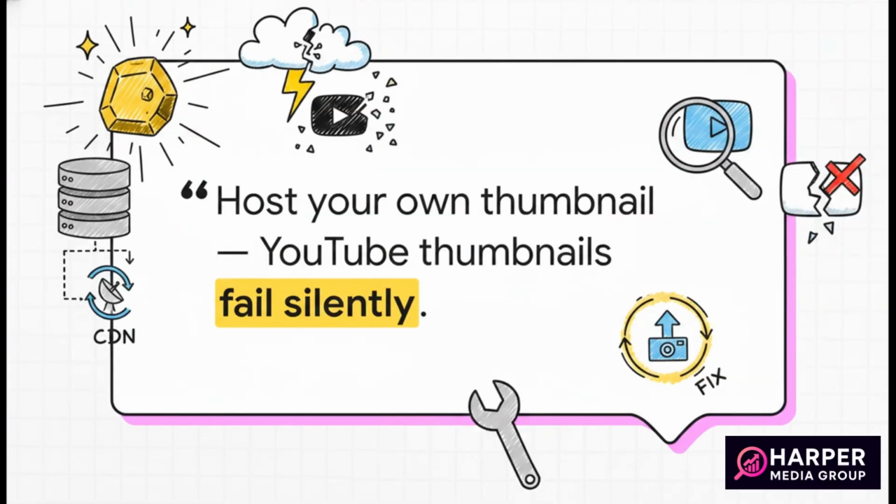I want to leave you with a massive takeaway here that will solve so many headaches. Host your own thumbnail. Did you know YouTube thumbnails often fail silently? Google's crawler will encounter throttled or blocked thumbnail URLs from YouTube and simply give up. By generating and hosting your own thumbnail image on your own CDN, you are taking complete control of the crawlability. This single change resolves the absolute most common video-rich result failure mode.